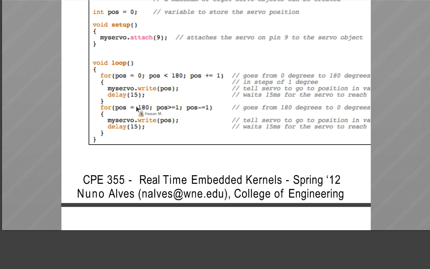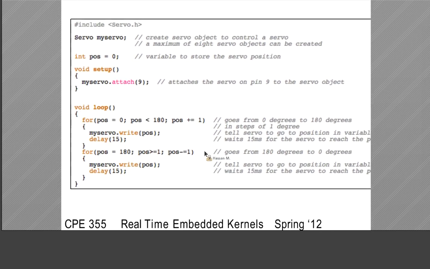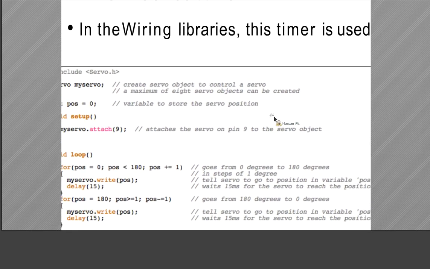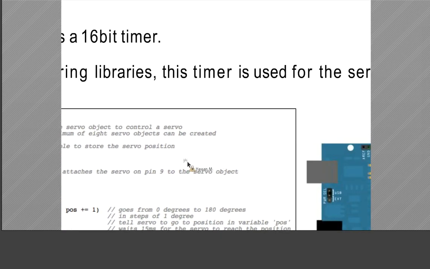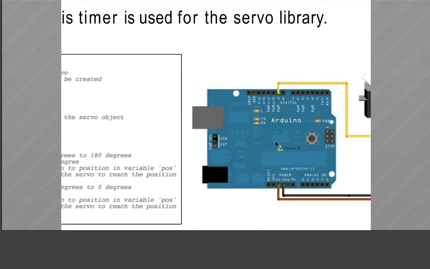That's right. For position 118, while position is greater or equal to 1, position minus by 1, myservo.write(position), and again delay for some milliseconds. That's right. A good and simple code for using servo. You can find any good ideas and any good sketches in Arduino.cc, in Playground, etc. You can type in Google, Arduino servo. Some good ideas.